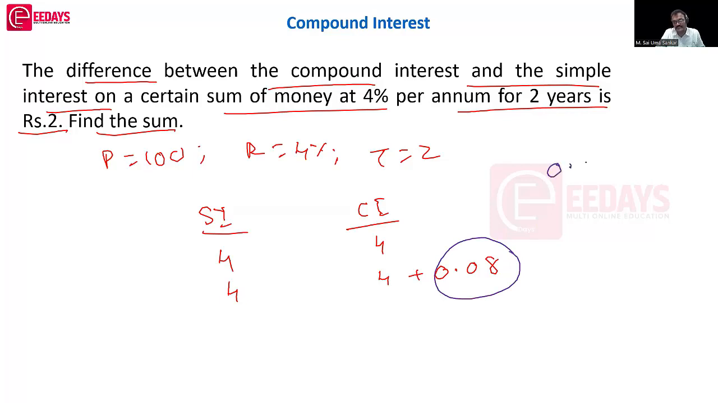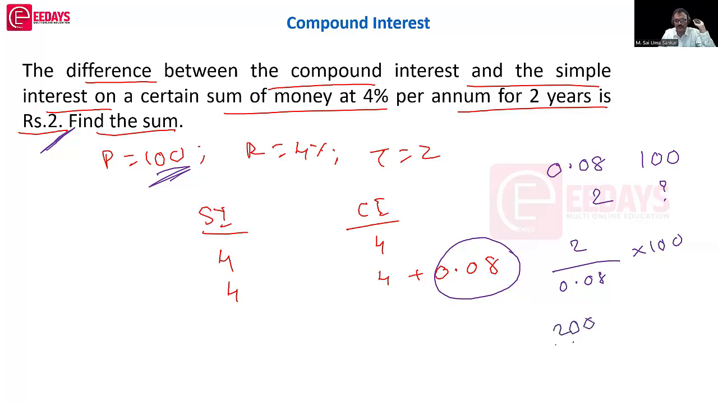If the difference is equal to 0.08, the principal is equal to 100. But what is the difference here? If the difference is equal to 2, then how much? So 2 by 0.08 into 100. Okay, so what happened? Let us take this is equal to 200 by 8 into 100. 4 2 times 4 8, let's cancel 8 2 5. So this is 2500, which is required answer.